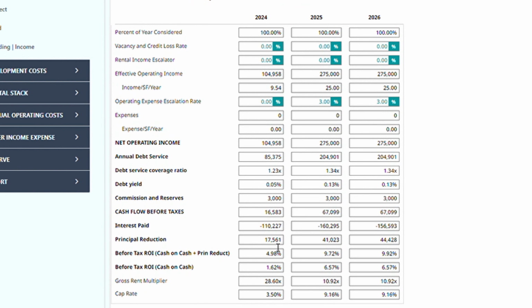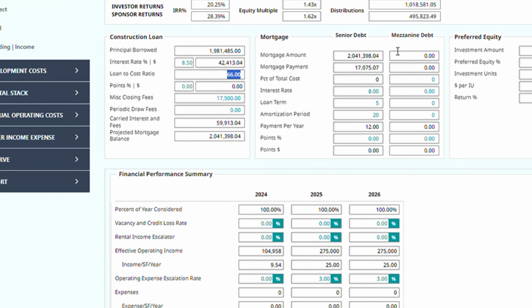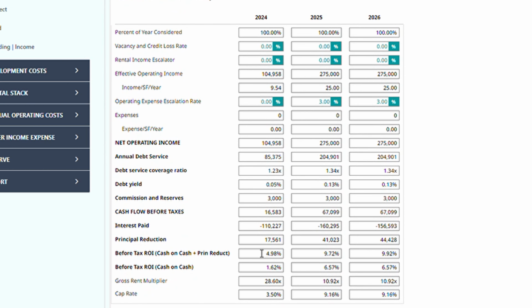I want to scroll down and show you, at an 8.5% construction loan and an 8% long-term loan, amortized over, let's see, what did I plug in here? Amortized over 20 years, what my cash flow before taxes would be, and this is fully stabilized. My cash flow would be $67,000, and that is a triple net lease, meaning my tenant's going to pay all electrical, water, sewer. They just give us a check every month.